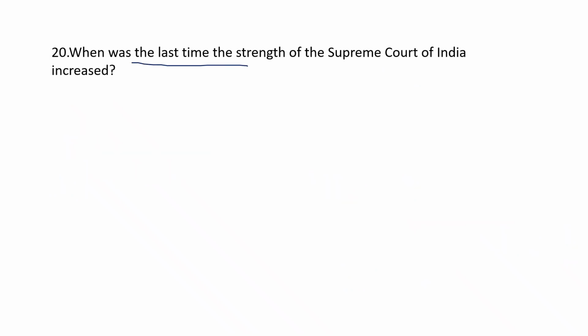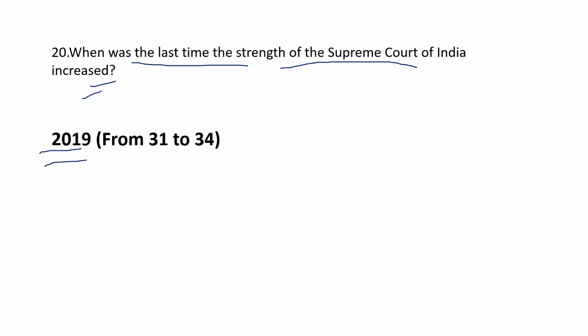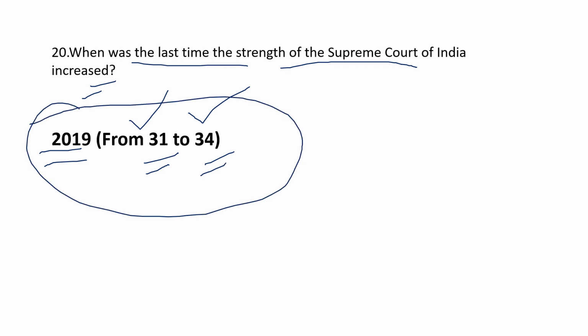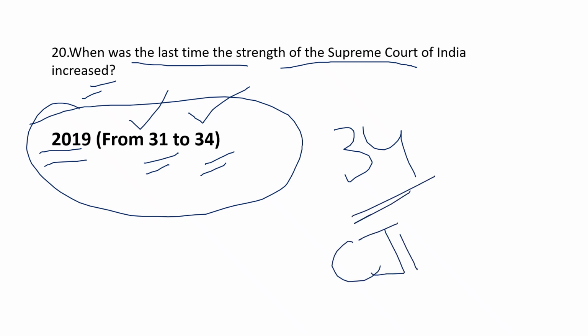When was the last time the strength of the Supreme Court of India increased? The answer is in 2019. Till 2019 there were 31 Supreme Court judges. Now there are 34 Supreme Court judges. Okay, in 2019 the number was increased. We have just seen there are 34 Supreme Court judges, Chief Justice of India plus 33 other judges. Okay, next question.